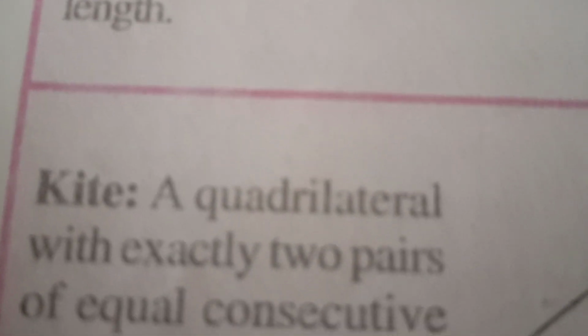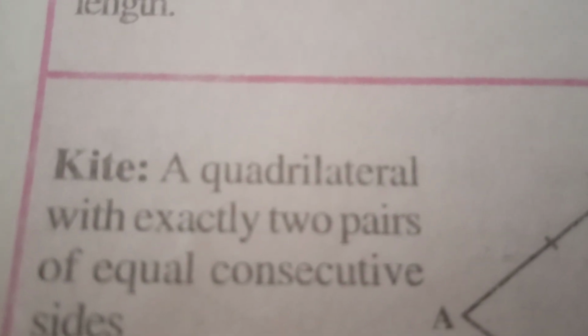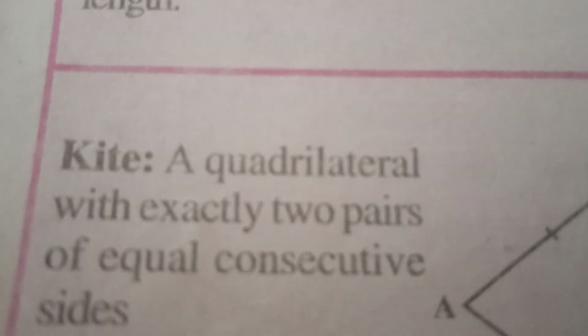Now we have a kite. A kite is a quadrilateral with exactly two pairs of equal consecutive sides. Observe it carefully. A quadrilateral with exactly two pairs of equal consecutive sides. So this is the figure of a kite.